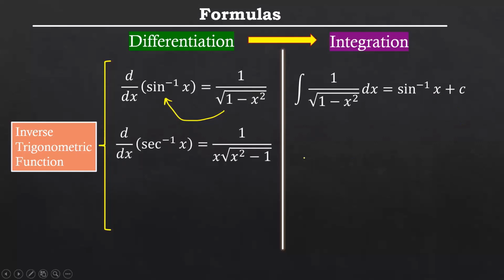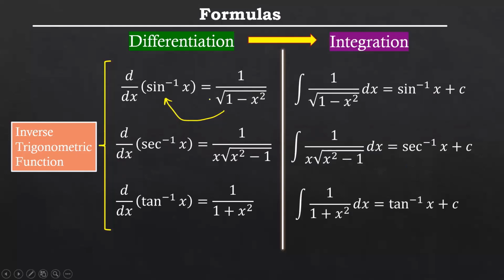And there are some similar expressions for the sec inverse x: 1 by root under x square minus 1, and I think you all know that. This is the formula which you have to use directly in your maths, and this is the formula for the tan inverse x. Okay, just take a close look here.